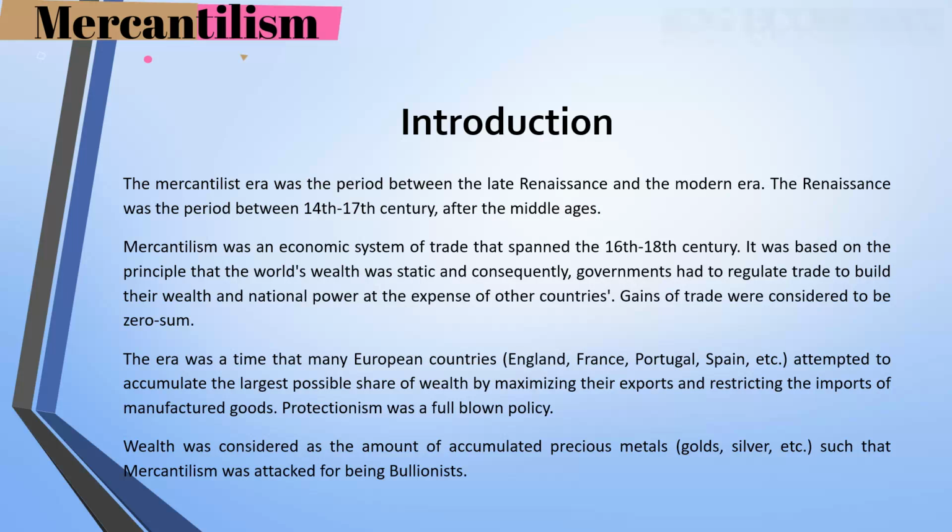When we say the system was attacked for being bullionist, we are saying that bullionism is the accumulation of precious metals for the purpose of creating wealth. Anywhere you see precious metals, just keep accumulating. That's called bullionism. Maybe they were using bullion banks, the way we have banks today that take money from one place to another, maybe from the central bank to commercial banks. Maybe they had bullion stands that were carrying precious metals, the gold, the silver, and so on and so forth.